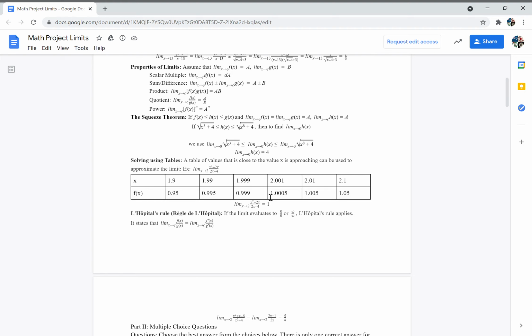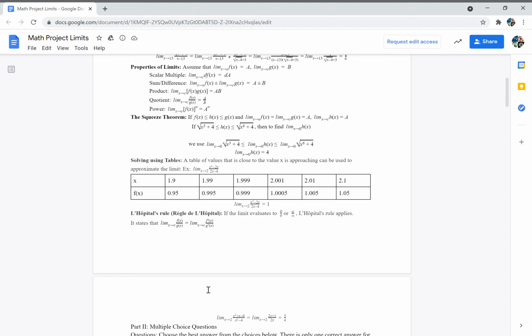And L'Hopital's rule, or in French, règle de L'Hôpital: if the limit is 0 over 0, or infinity over infinity, which is indeterminate, you could use L'Hopital's rule, which is that the limit as x approaches c of f of x over g of x is equivalent to the limit as x approaches c of f prime of x over g prime of x, which means that it's the limit as x approaches c of the derivative of f over the derivative of g.